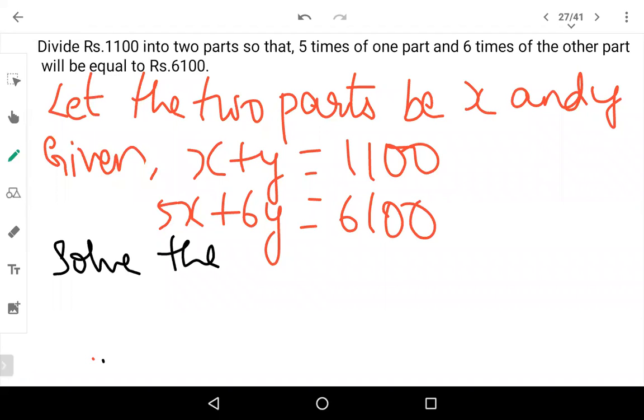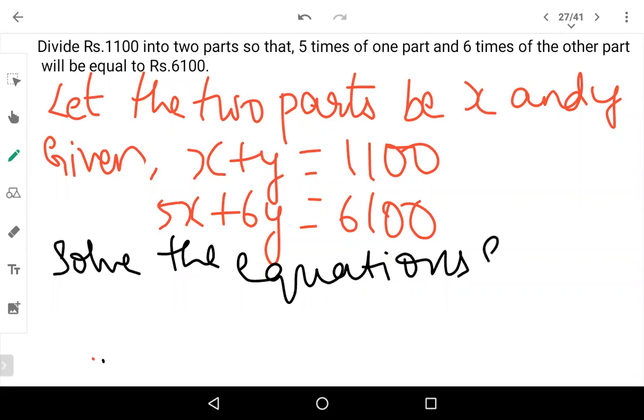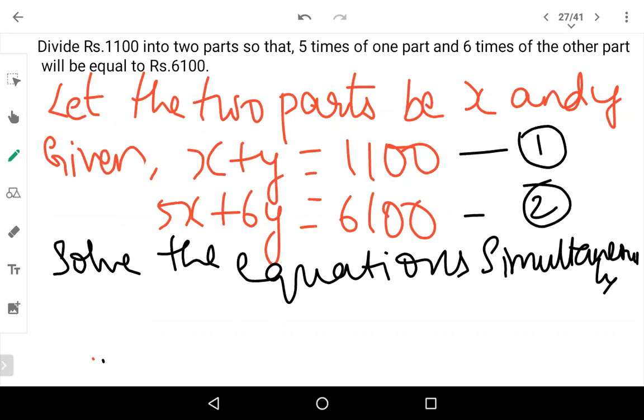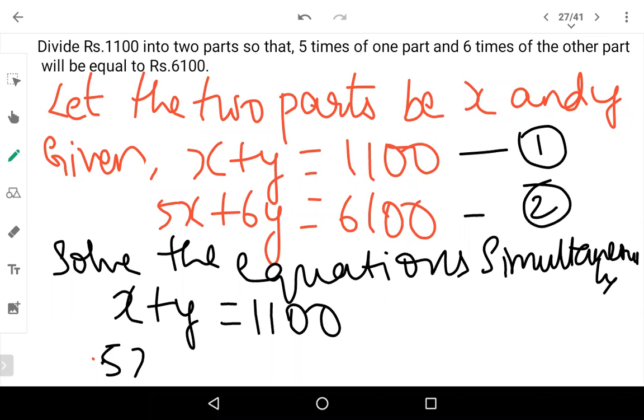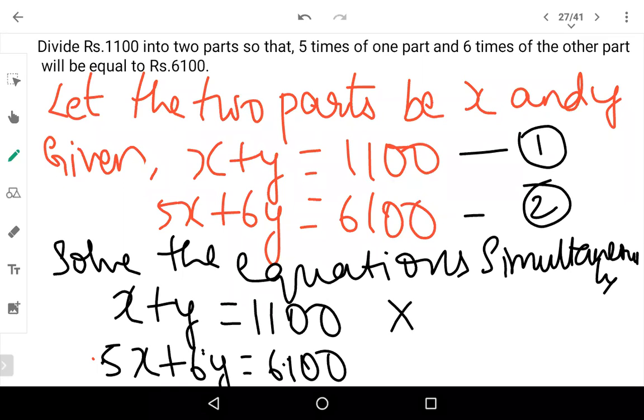Solve the equations simultaneously. So this is going to be equation 1. This is going to be equation 2. Okay, so what is equation 1? x plus y is equal to 1100 and 5x plus 6y is equal to 6100. So I will multiply equation 1 with 5 and equation 2 with 1.